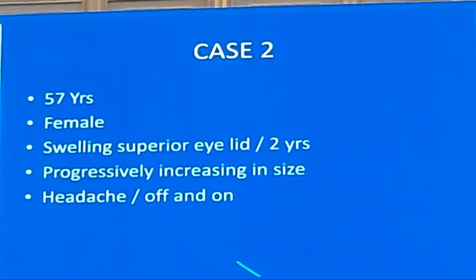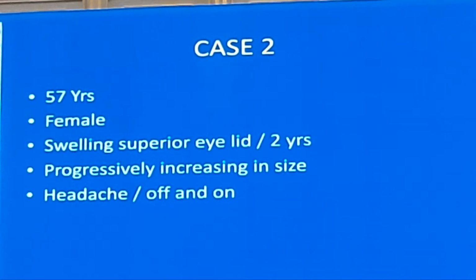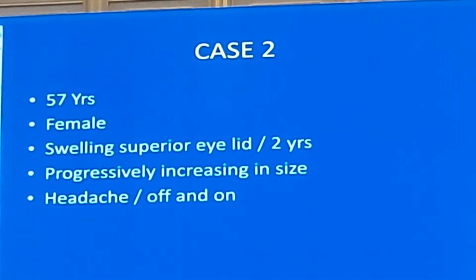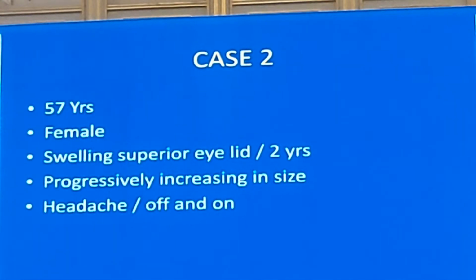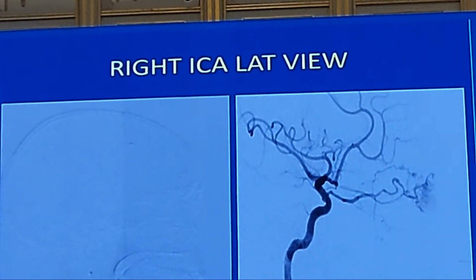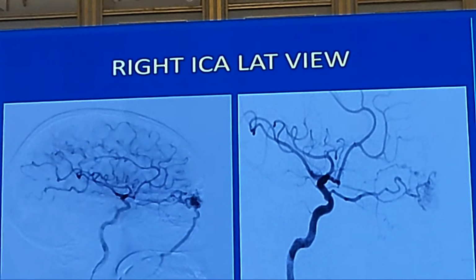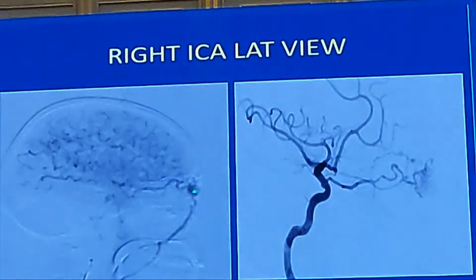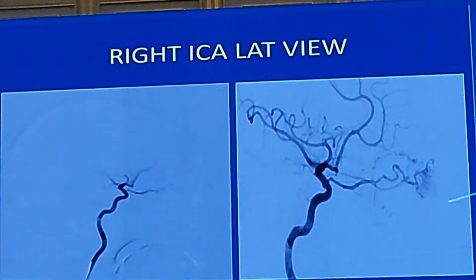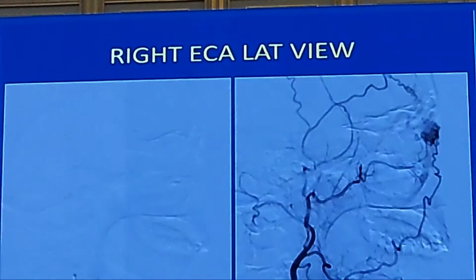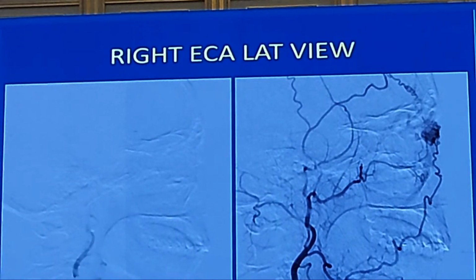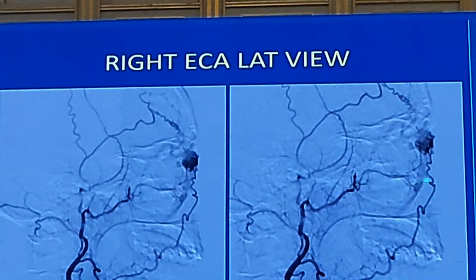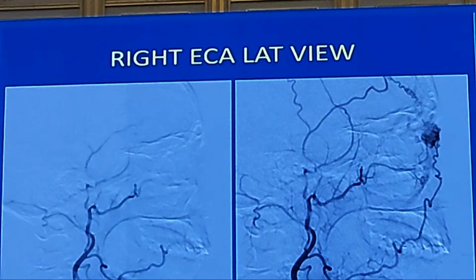Now coming to case number 2, a 57-year-old female with swelling of the superior eyelid for the last 2 years, progressively increasing in size and presenting complaints of headache off and on. A right ICA DSA, lateral view, revealed a bunch of tortuous vessels near the orbital margins, supplied by multiple feeders from the ophthalmic artery. The selective ECA image also revealed multiple feeders from the facial artery, from distal IMAX, as well as STA.